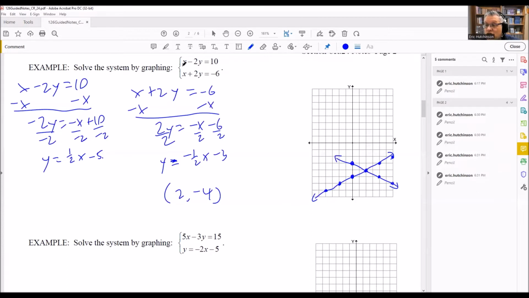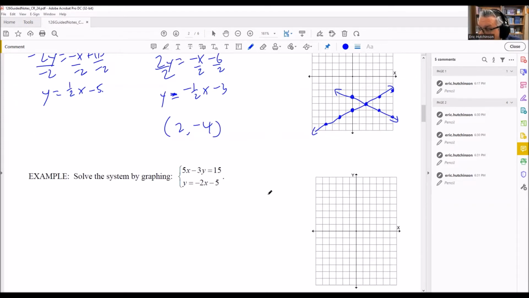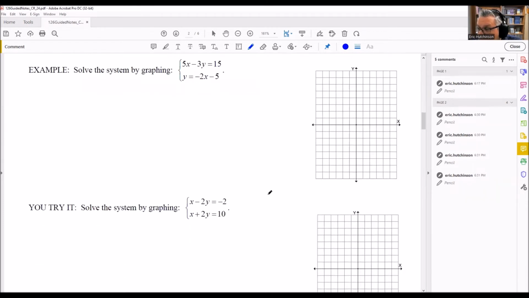And again, you could always check those back in the original ones, and you should get true statements for both of those. So let's do another one. So this next one, one equation is already in y equals mx plus b form, so that's nice. The first one, we do have to solve for y.